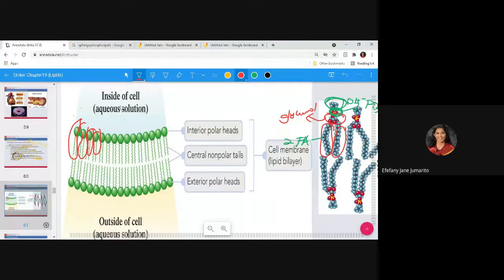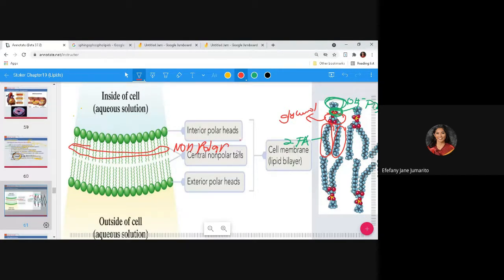Now, again, these heads, di ba, phospholipids are amphipathic? So the tails are polar or non-polar? Polar, ma'am. The tail, yung ikog. Non-polar, ma'am. Ang ikog-ikog, di mo class mo na fatty acids. Look here, fatty acids ang ikog-ikog.